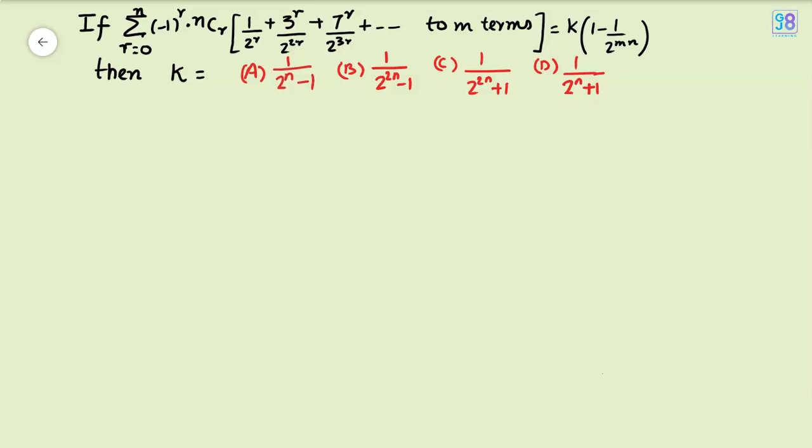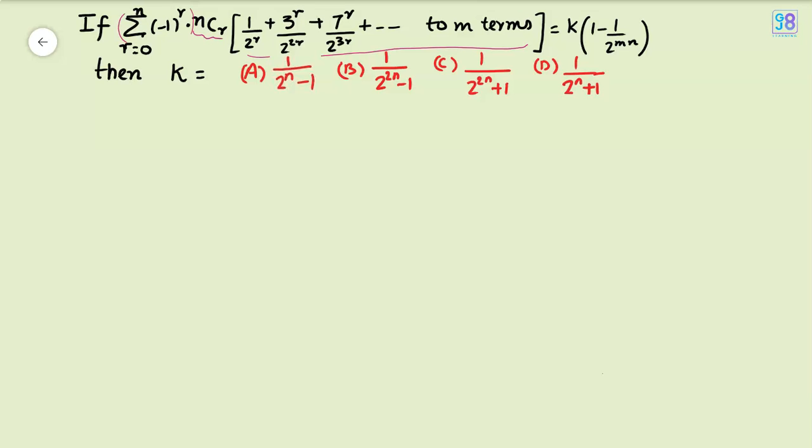So let's start off with this problem. In this problem, you'll observe that we have been given a kind of sum involving the binomial coefficients, which are represented by nCr, and then each term is getting multiplied by something which looks like this.